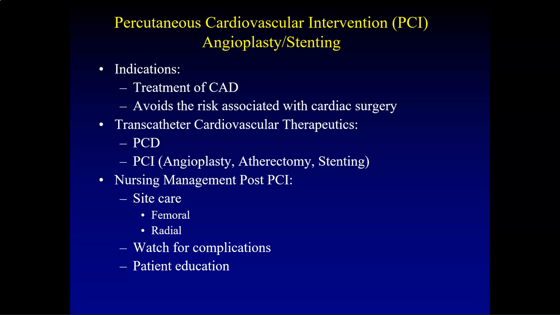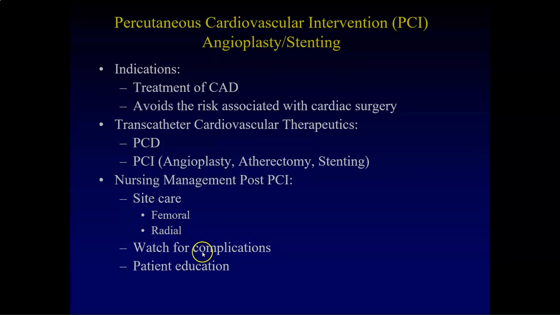PCI, percutaneous coronary intervention, includes angioplasties and stenting. Who's going to have this? Patients with CAD, okay? Patients suspected of AMI or having confirmed AMI. We are going to access the femoral or radial artery, not the vein, and you must know that. This is a blood vessel under high amounts of pressure, which is why we typically keep pressure on it for several hours after the procedure.